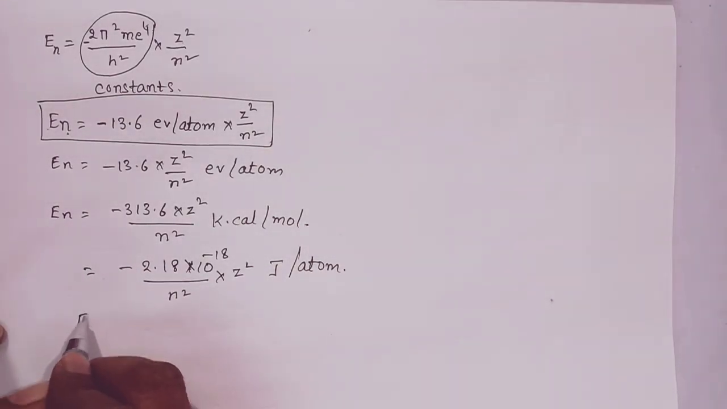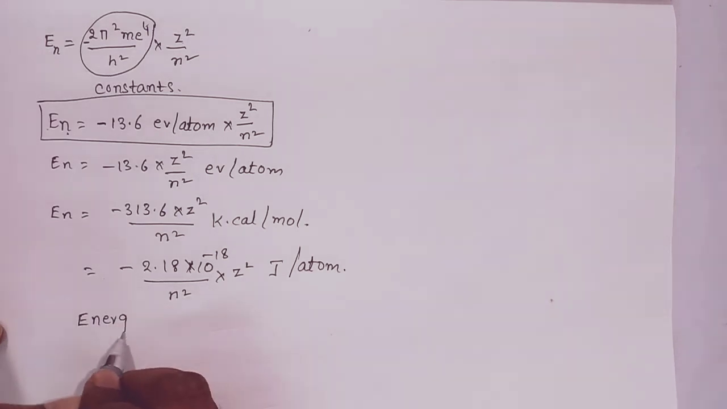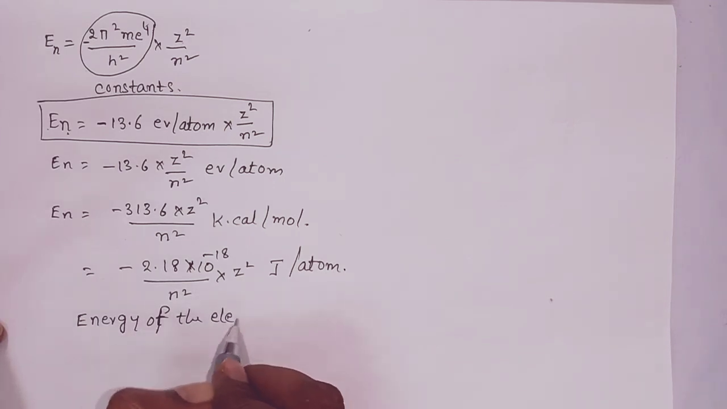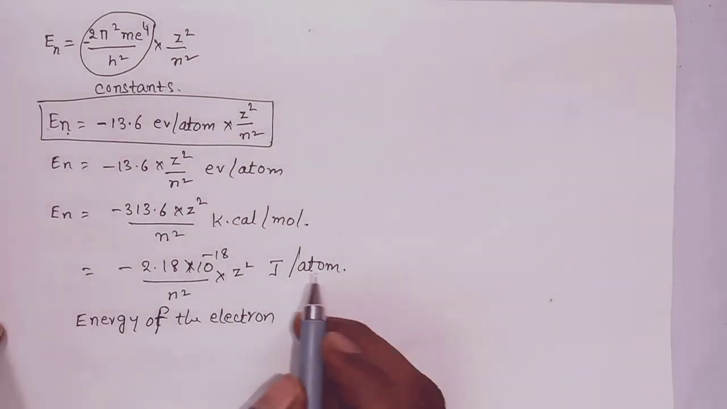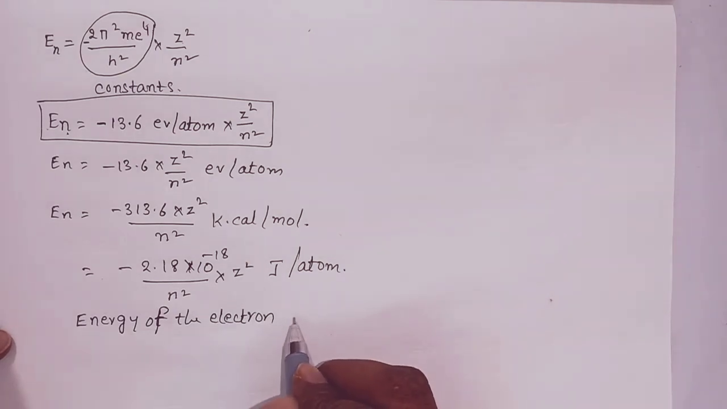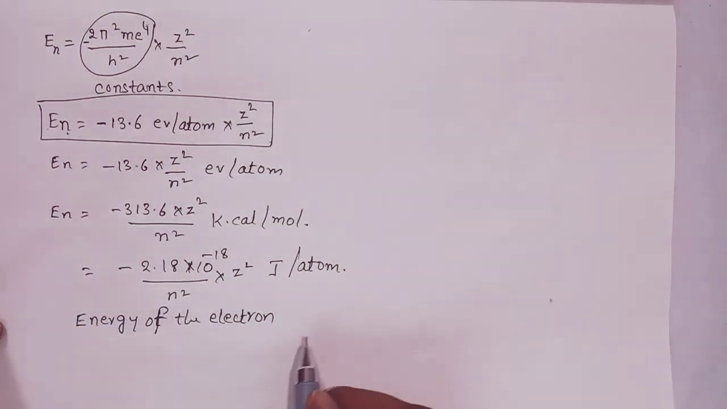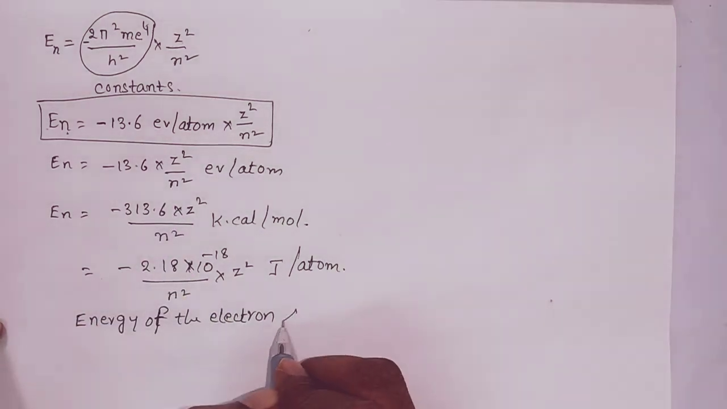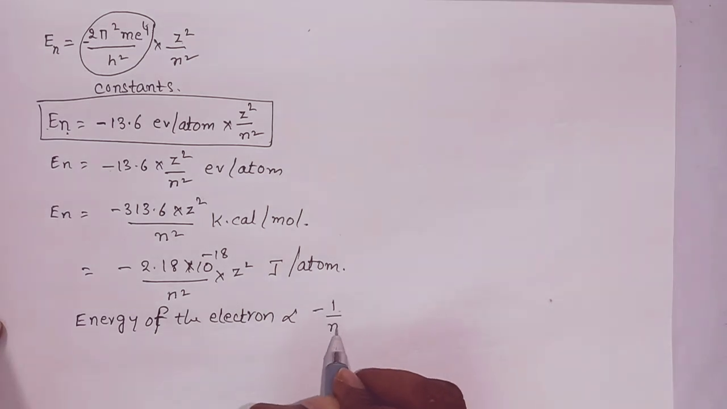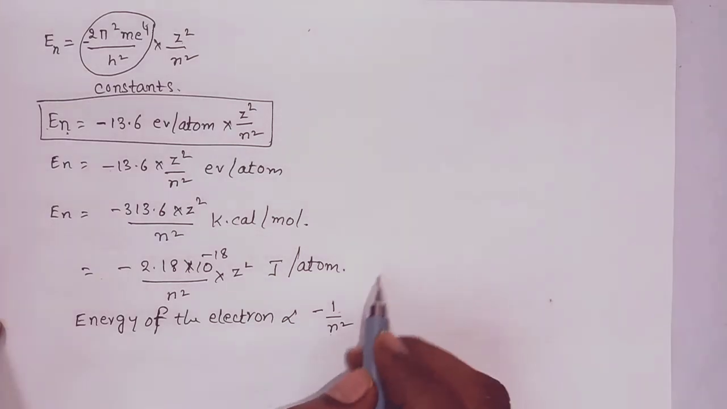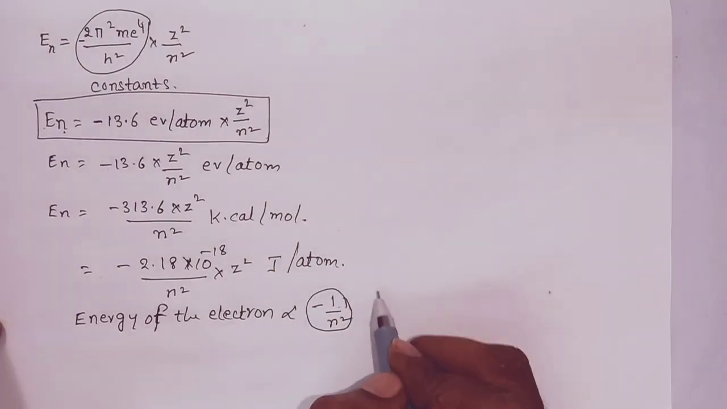So energy of the electron is directly proportional to what? Here what is there is minus 1 by n square, so it is directly proportional to minus 1 by n square. That means you can write reversely, this one you can write in the form of n square also.